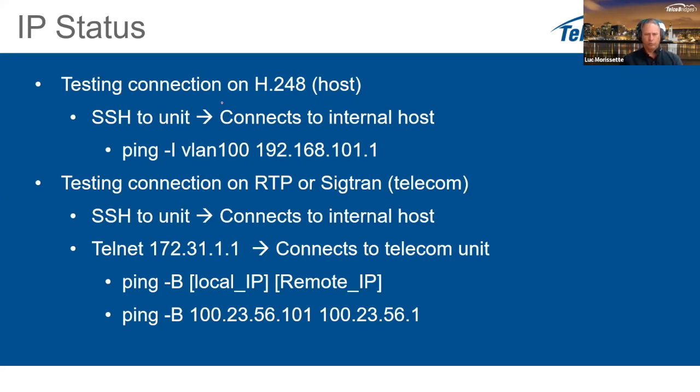So there's two ways to test that. One is if it's an H248, let's say you want to reach the media gateway controller on H248, and you want to see if the controller is available, you can ping it. So to ping this, you do just a standard ping and the IP of the destination. If you want to make sure it's pinging from the correct interface, you can do ping -I VLAN. So this is the specific VLAN that was created for the MGC connection in this case, and the remote IP. So in this case, we make sure that it goes through the correct interface to ping the remote.